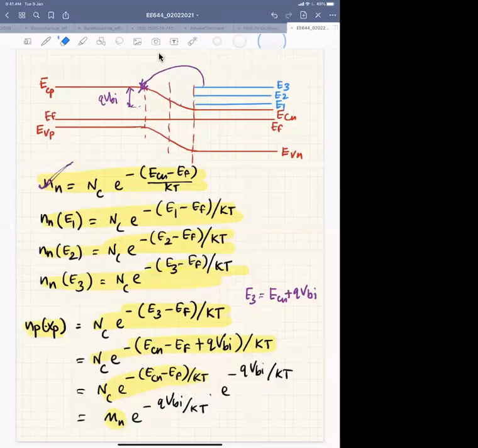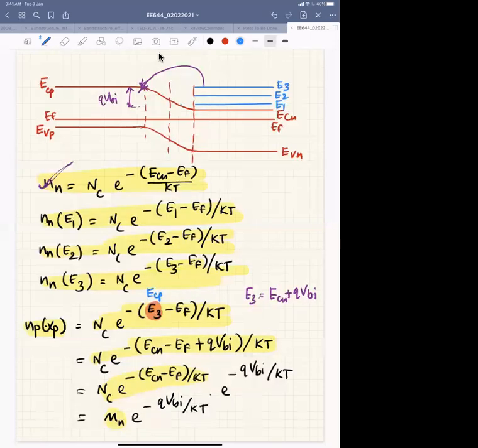I am coming back to this equation. If you see here, I have written E3, but I could write ECP also here, right? E3 is ECP. Yes, sir. I could write it.